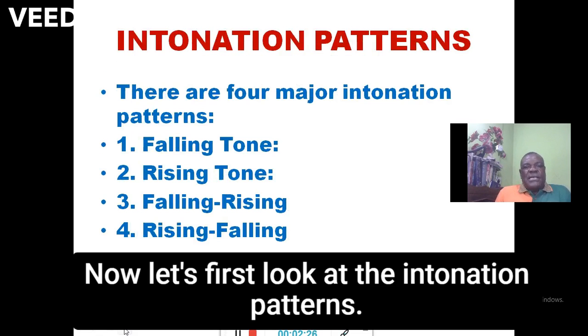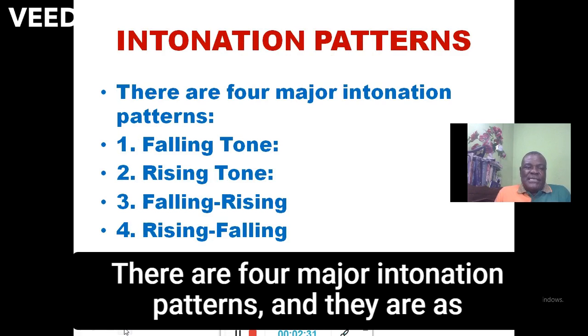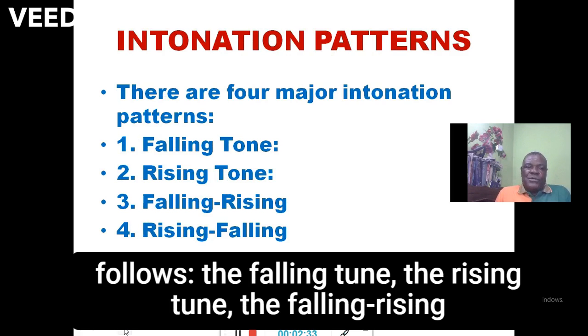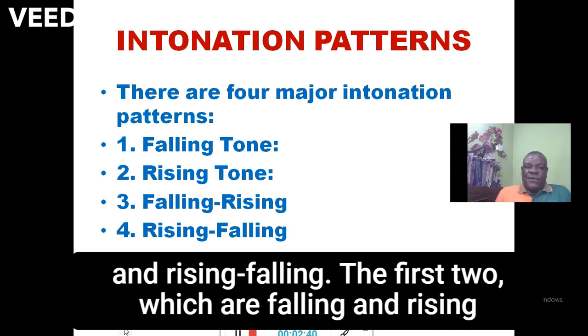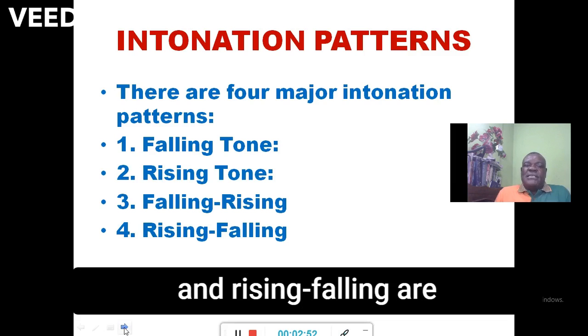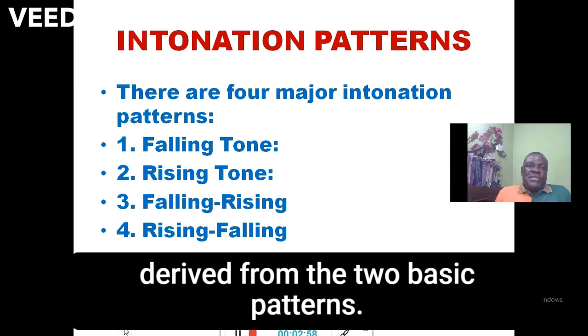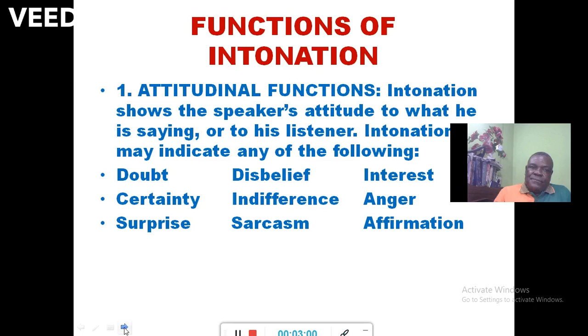Now let's first look at the intonation patterns. There are 4 major intonation patterns, and they are as follows: the falling tone, the rising tone, the falling rising, and the rising falling. The first 2, which are falling and rising tones, are the basic patterns. Then the other 2, falling rising and rising falling, are derived from the 2 basic patterns.